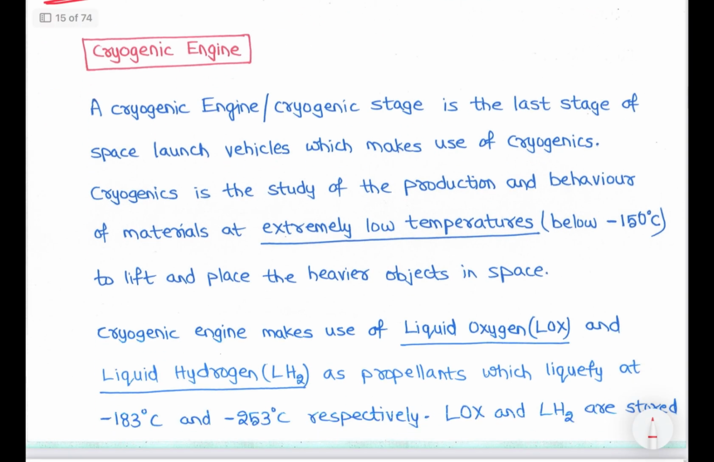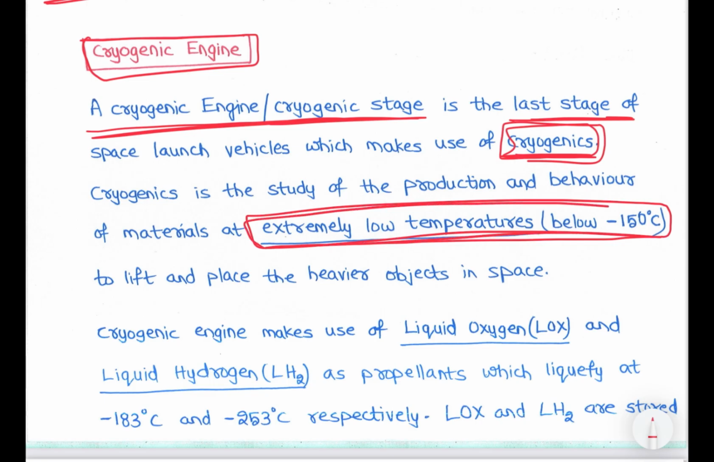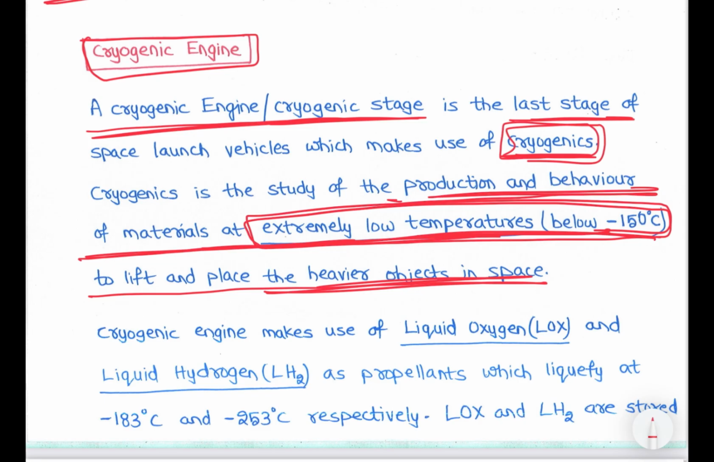Now let's discuss the cryogenic engine, right? Cryogenic engine or cryogenic stage is the last stage of space launch vehicles which makes use of cryogenics. Cryogenics is the study of the production and behavior of materials at extremely low temperatures, to lift and place the heavier objects in space, right.